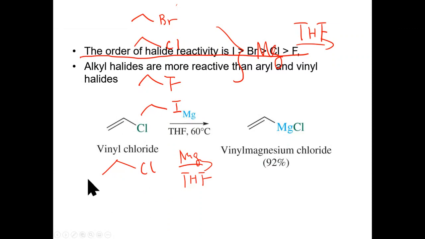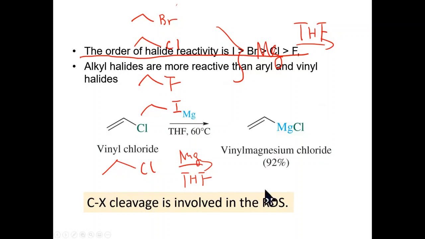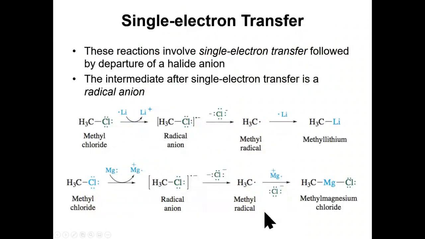So the fact that this one is more reactive suggests that this bond cleavage is involved in the rate limiting step, consistent with the first observation. So both observations suggest that carbon-halogen bond cleavage is involved in the rate limiting step. So this suggests the mechanism.